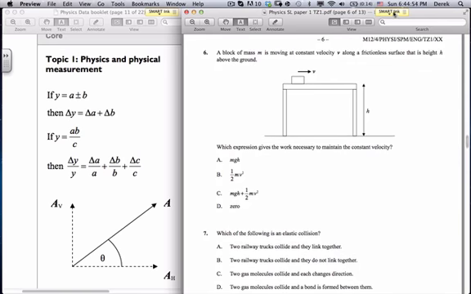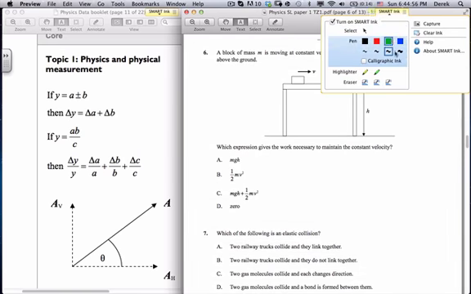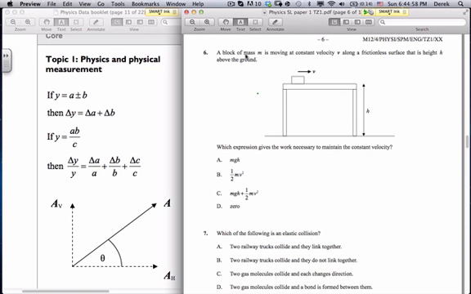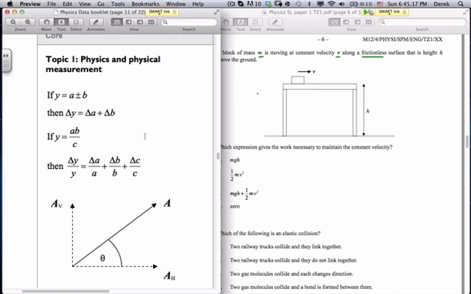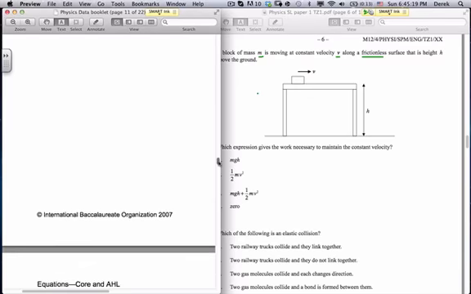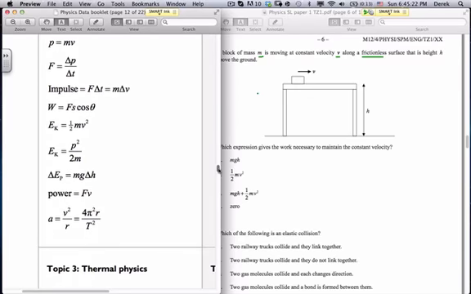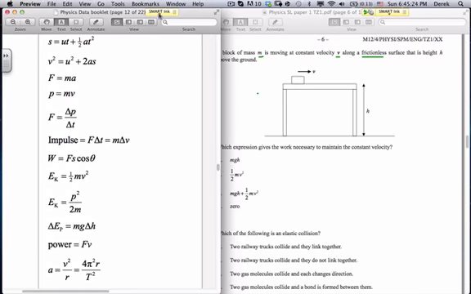Question 6. We have a block of mass m moving at constant velocity v along a frictionless surface. It's important, frictionless surface, that is a height h above the ground. Which expression gives the work necessary to maintain the constant velocity? Now remember, a formula for work is this over here.